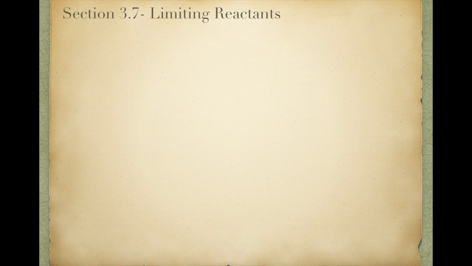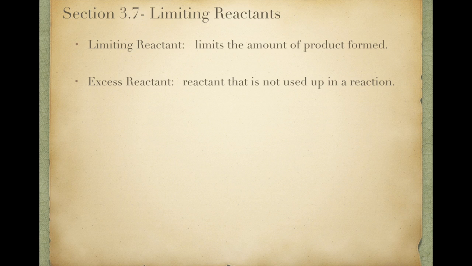So in this video, I'm going to be talking about limiting reactants. A limiting reactant is the reactant that actually limits the amount of product that can be formed. For example, if I have plenty of chocolate and marshmallows to make s'mores, but I only have enough graham crackers to make 2 s'mores, the graham crackers are going to be my limiting reactant. Even if I have tons of marshmallow and chocolate, I'm not going to have enough graham crackers to make my s'mores. The excess reactant is the reactant that is not completely used up. In that analogy, the marshmallows and the chocolate would be your excess reactant.